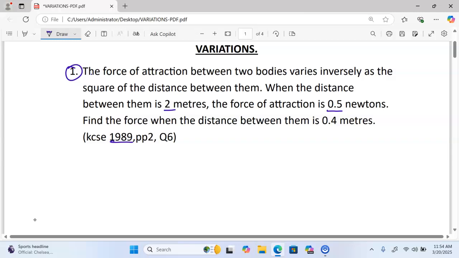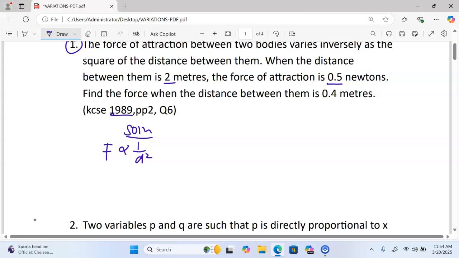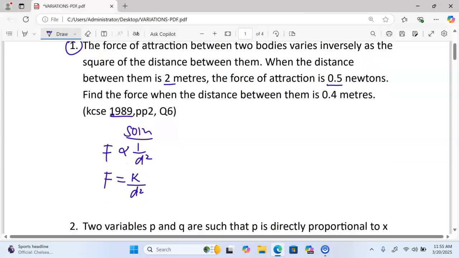We have been told that the force of attraction varies inversely as the square of the distance between them. Once we have formulated our equation, we say F is equal to, instead of 1, now we introduce a constant k divided by d squared. Before we move on, we must find the value of k first. To get the constant, we multiply both sides by d squared such that k becomes F times d squared.